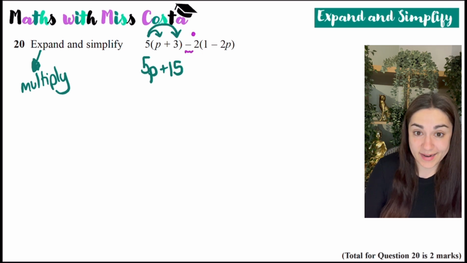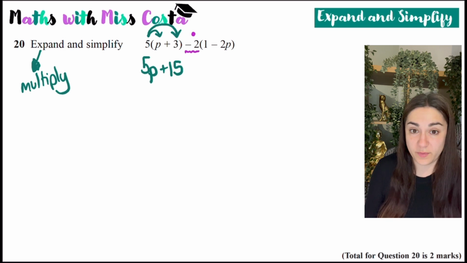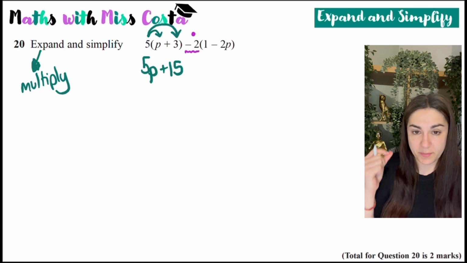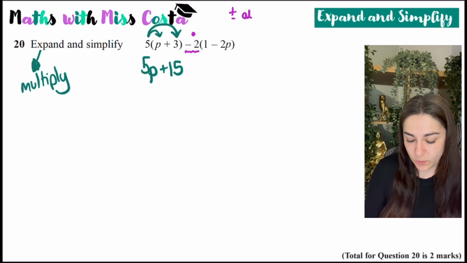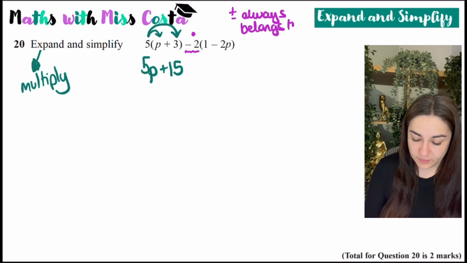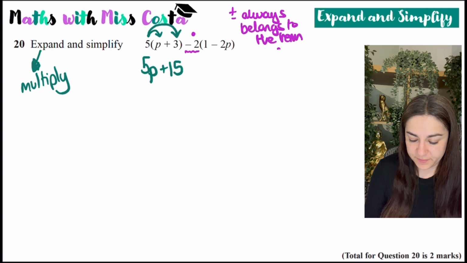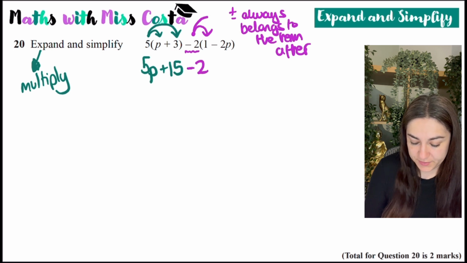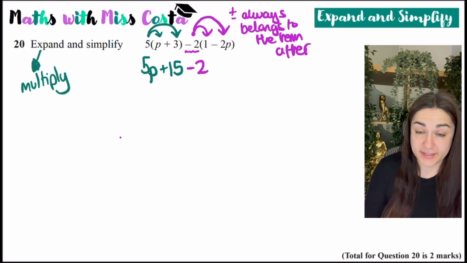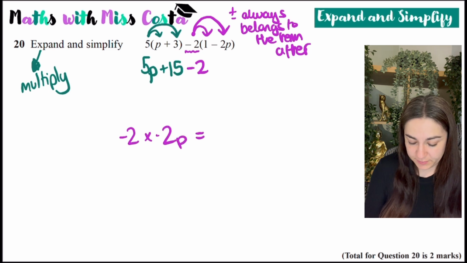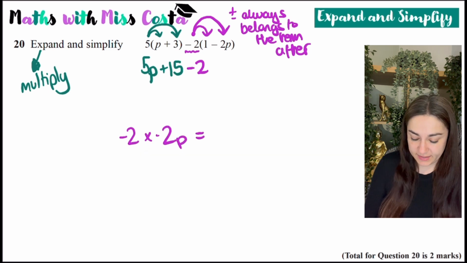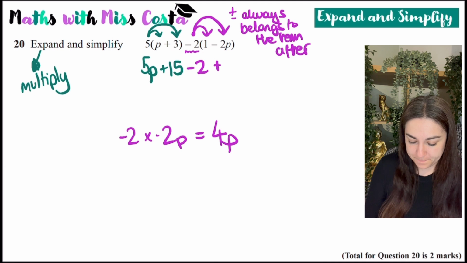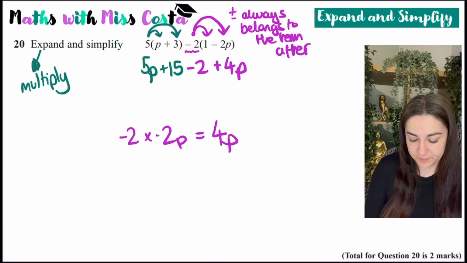Then we've got -2, and this is the bit that people often get wrong because they ignore the negative. Remember, the positive or the negative sign always belongs to the term after it. Therefore, it's -2 I'm multiplying. So -2 times 1 is -2. And -2 times -2p: a negative times a negative is a positive. So that would give me positive 4p.